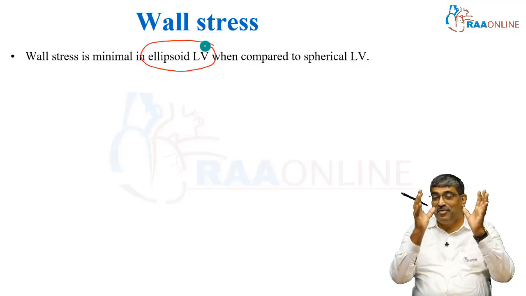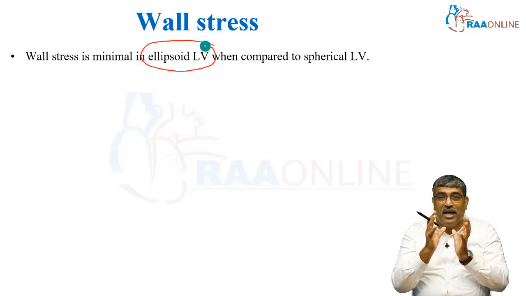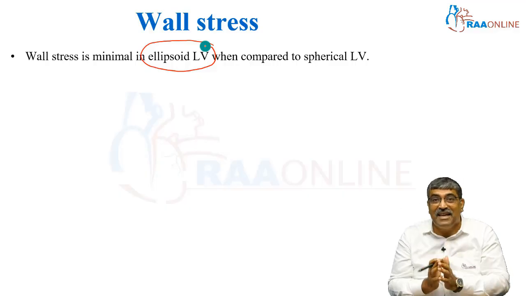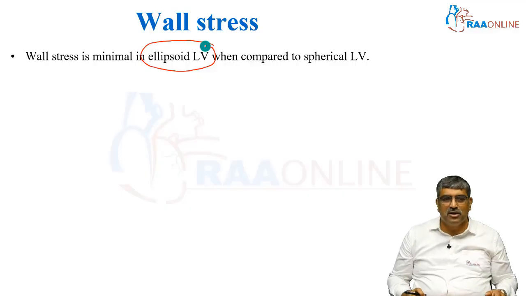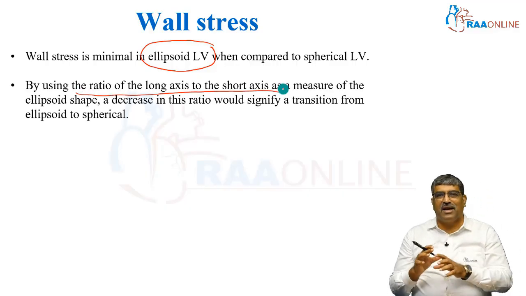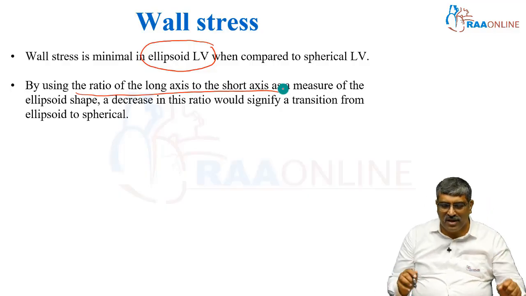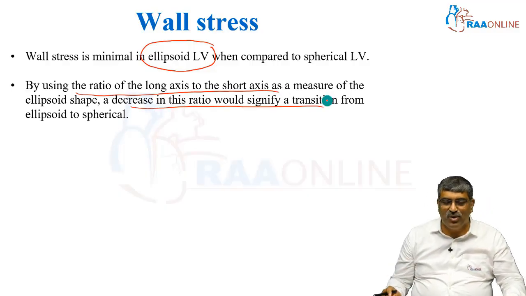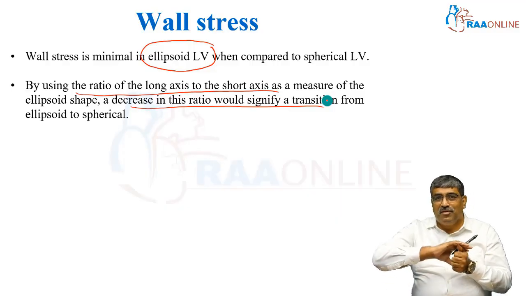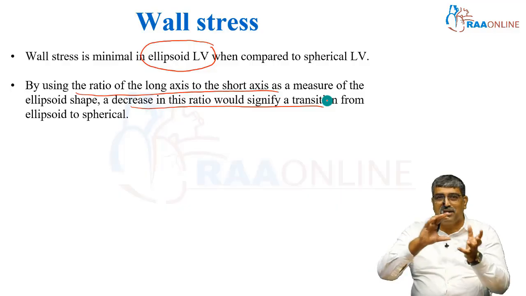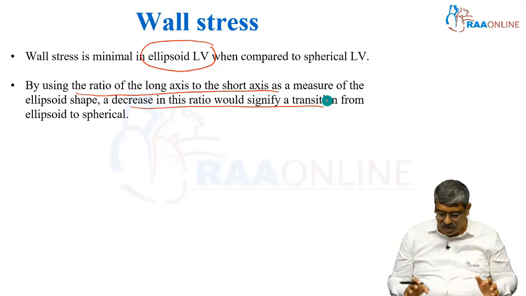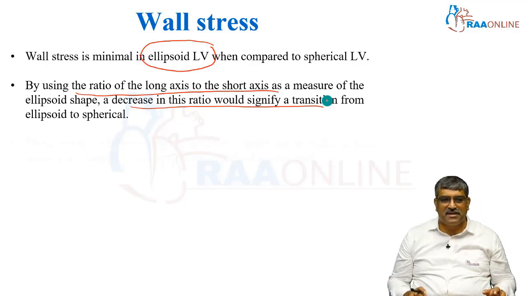That is the reason I was initially explaining why an ellipsoid LV is very important. Wall stress is less with ellipsoid when compared to spherical. When you use the ratio of long axis to short axis as a measure of ellipsoid shape, a decrease in this ratio signifies that the ventricle is moving from ellipsoid to spherical, that is, from physiological to pathological. It should maintain the ellipsoid shape to have a decreased stress.